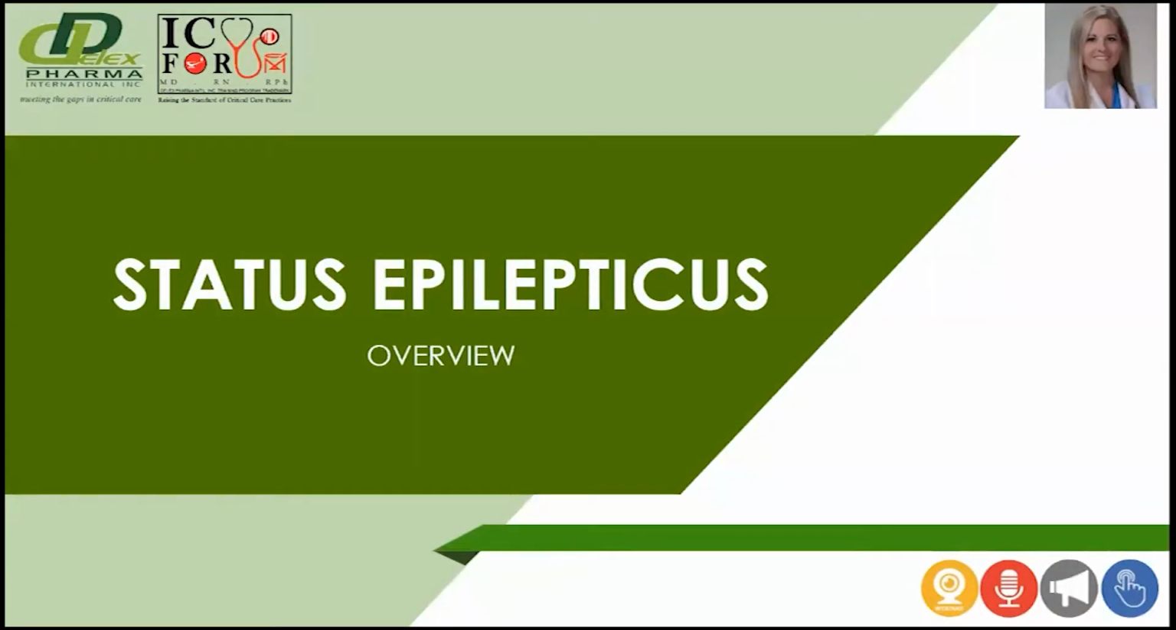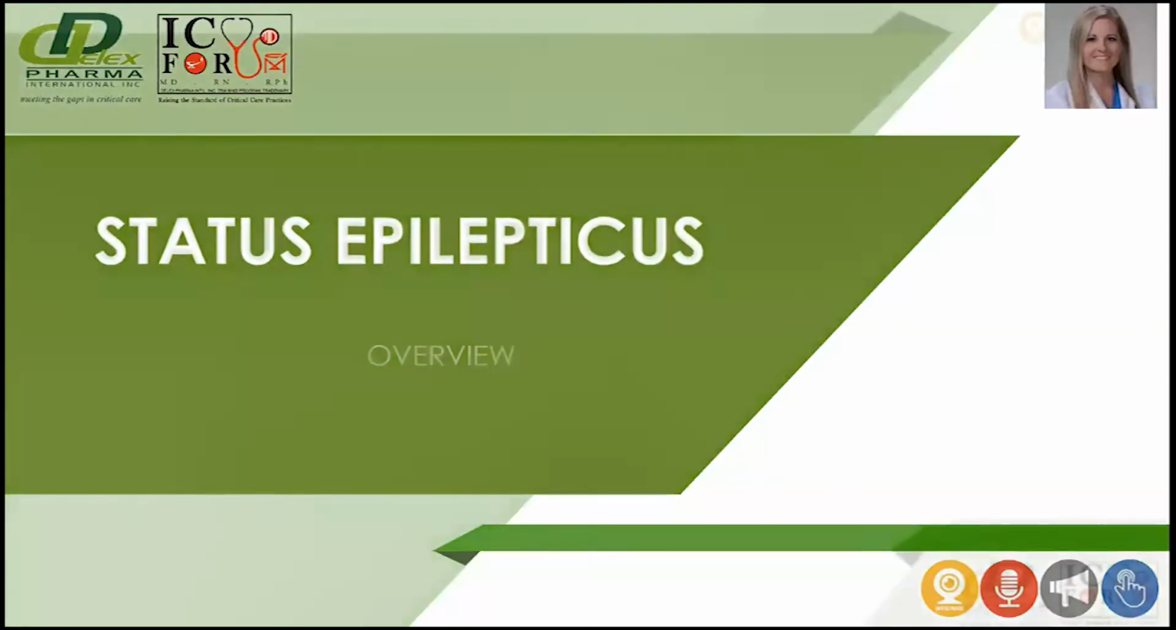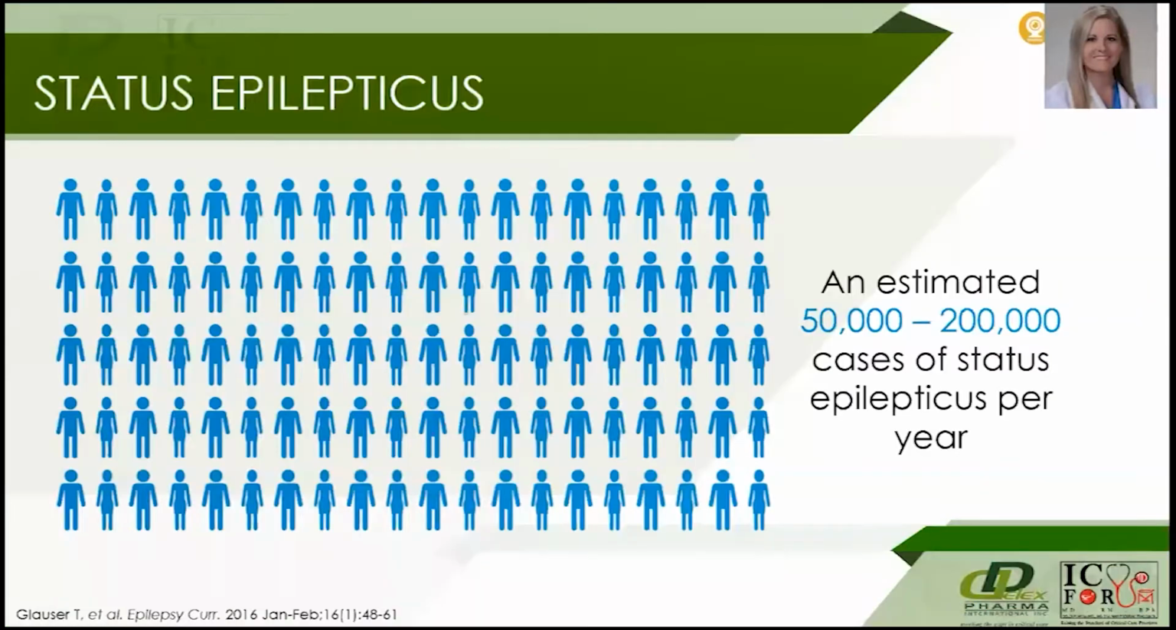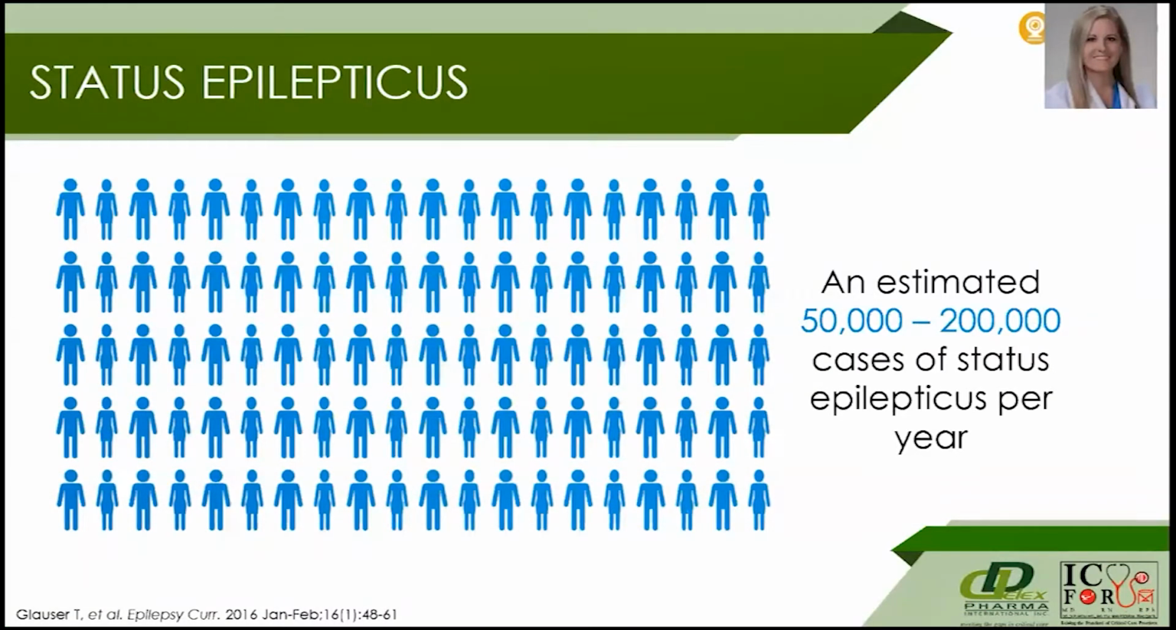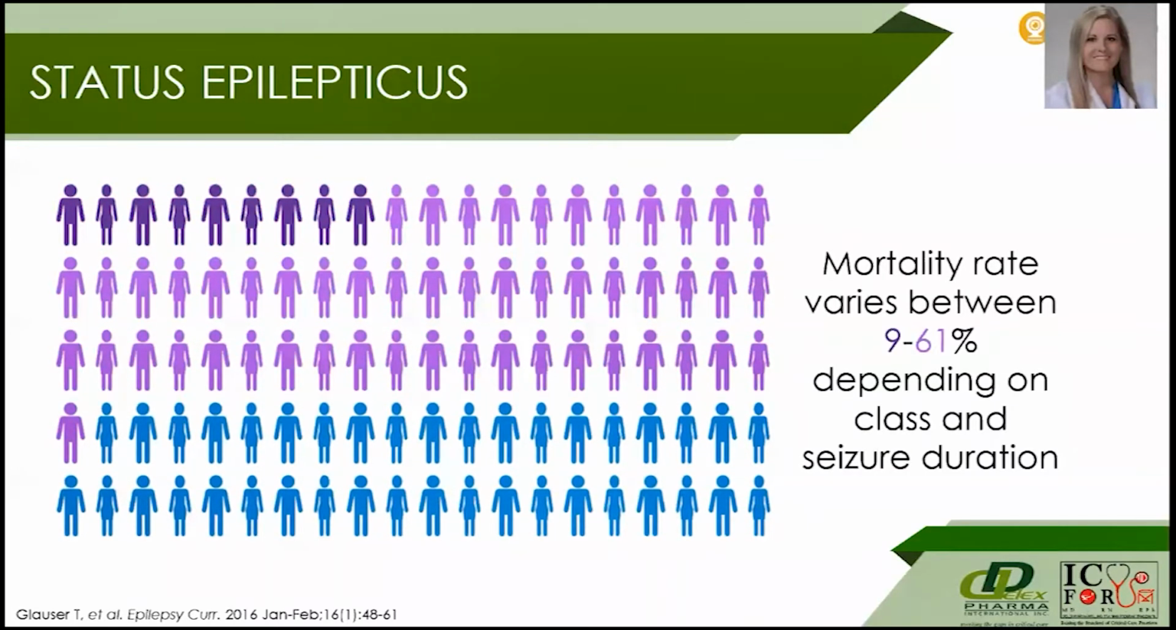So first, we'll dive into a brief overview. An estimated 50,000 to 200,000 cases of status epilepticus per year have been reported. The mortality rate varies between 9 and 61% depending on the class and seizure duration.